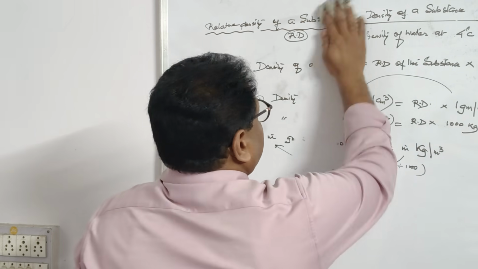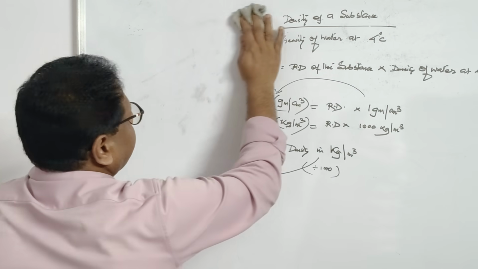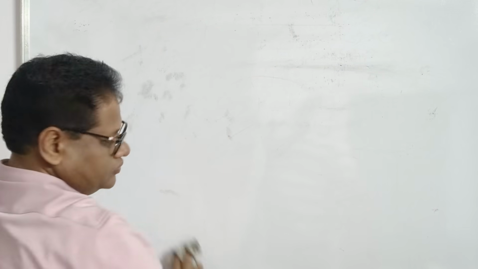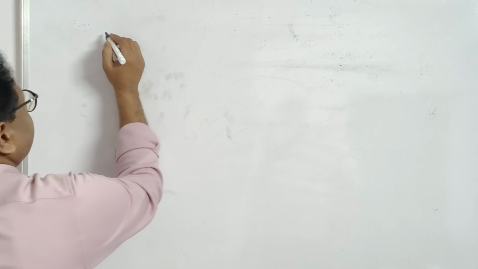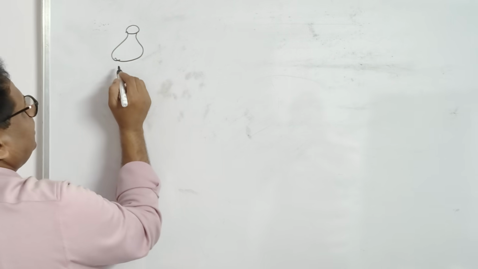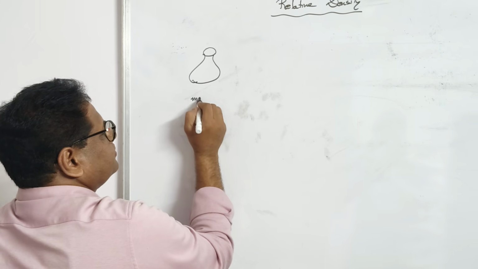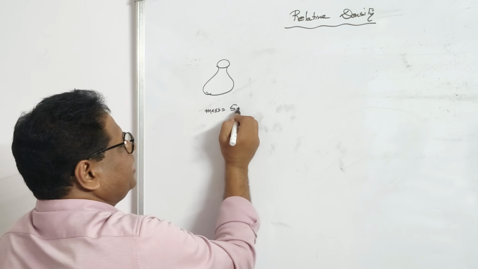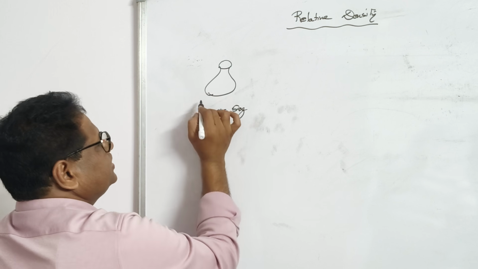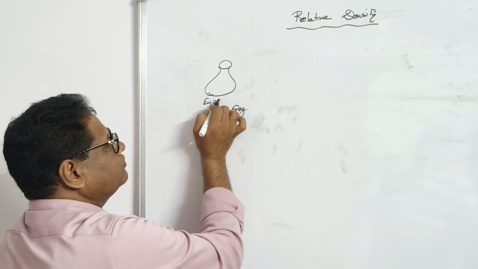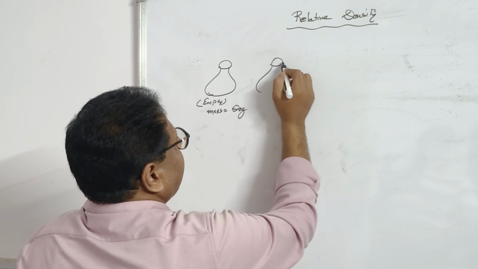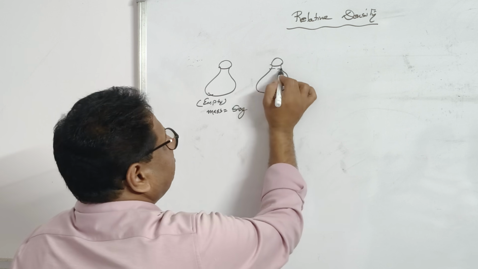Now look, suppose we give an observation over here. This is an empty bottle whose mass is 50 gram. This is containing nothing. This is the empty bottle, and we are taking liquid water up to the brim.